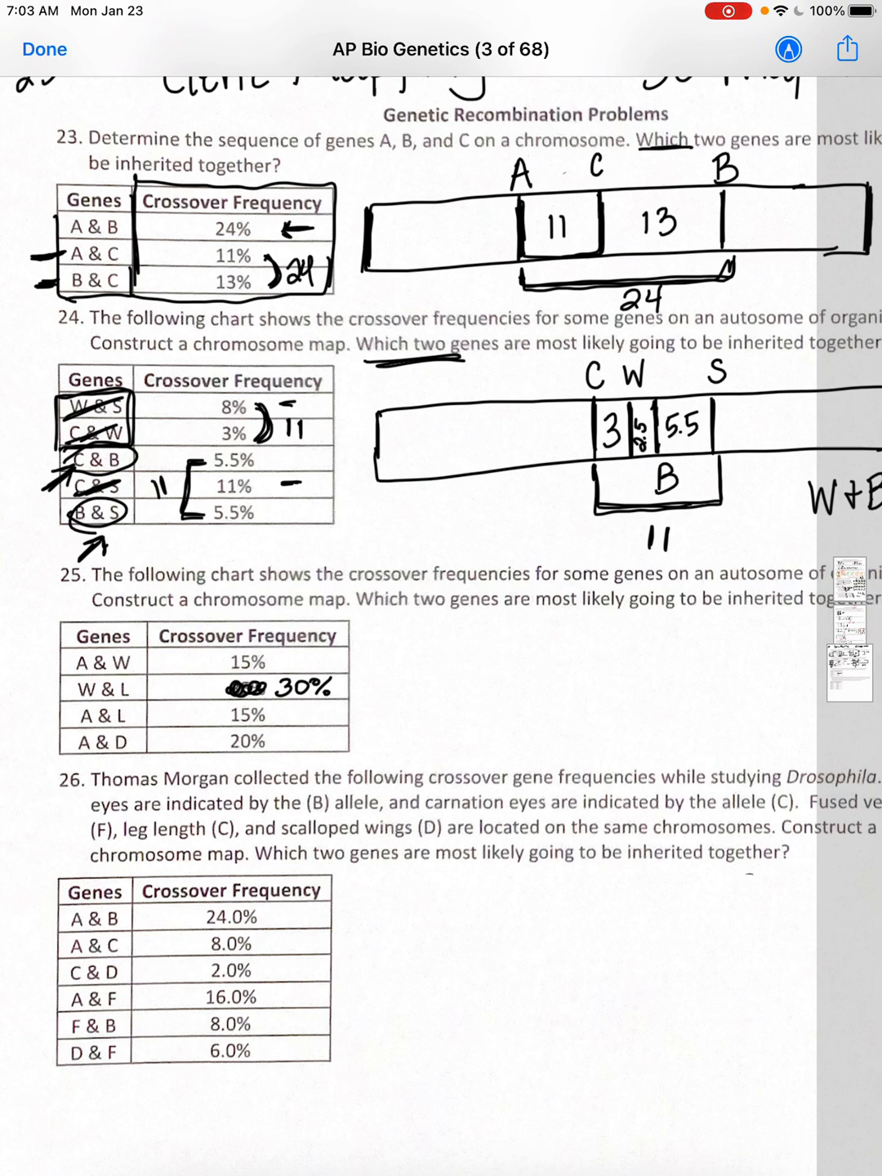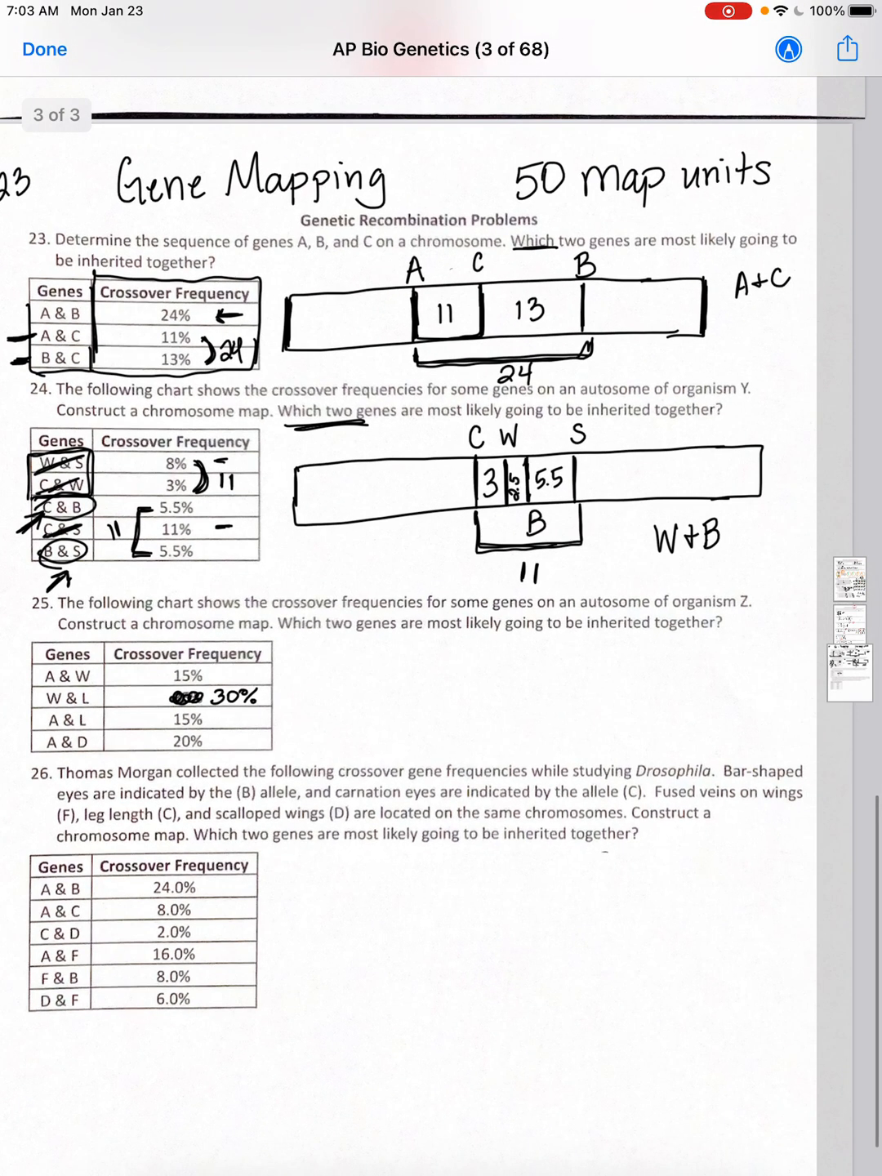And now I want you to pause the video and work on 25 and 26. You can work with a partner if you need to, if you guys need to come talk this out. And then when you are ready to come back and check your answers, you can do that. Okay, so let's check some answers.